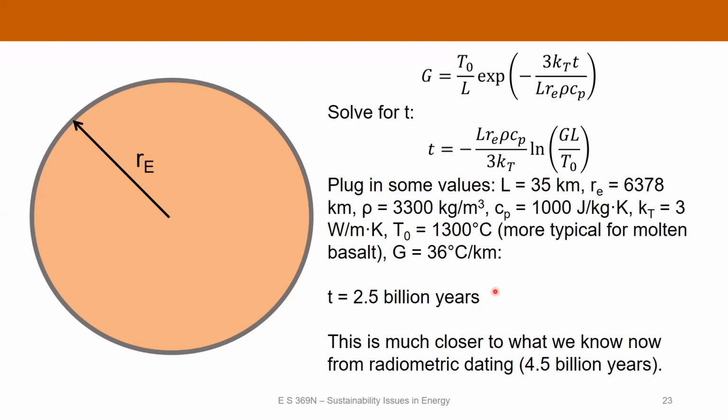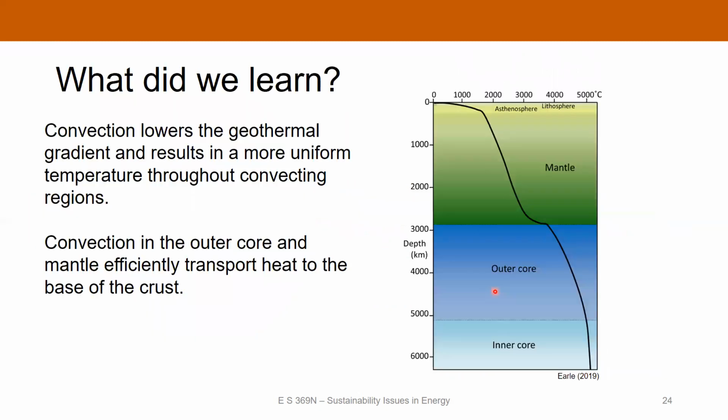Okay, so this is much closer to what we now know from radiometric dating about the age of the Earth. So it actually appears that it was Kelvin's lack of accounting for convection and convective heat transfer that really steered him wrong. Okay, so what did we learn? Convection lowers the geothermal gradient, so the mantle convects, and as does the outer core, and that's why the geothermal gradient is rather shallow in both the mantle and the core.